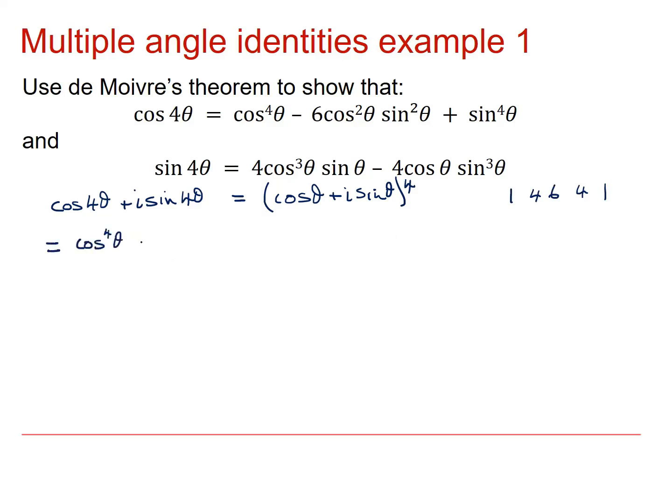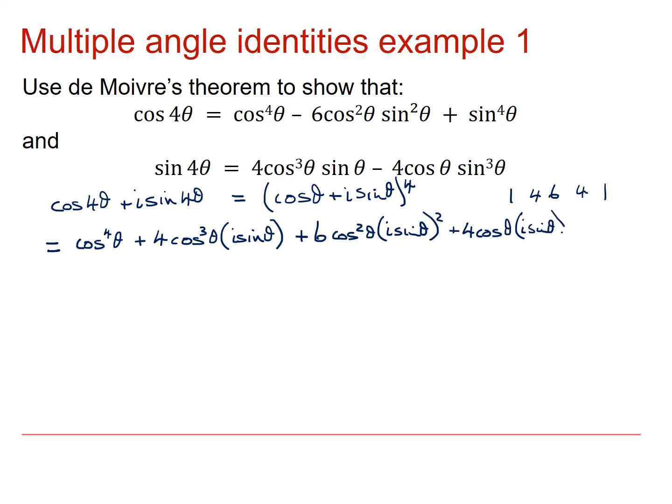cos to the power 4 theta plus 4 lots of cos cubed theta times i sine theta plus 6 lots of cos squared theta times i sine theta all squared plus 4 lots of cos theta times i sine theta all cubed plus i sine theta all to the power 4. So that's going to give me cos to the power 4 theta plus 4i cos cubed theta sine theta.